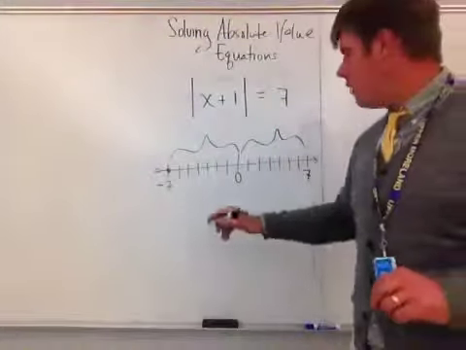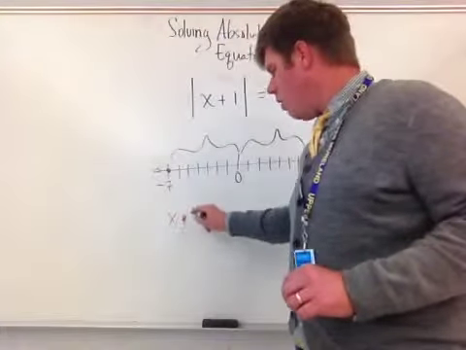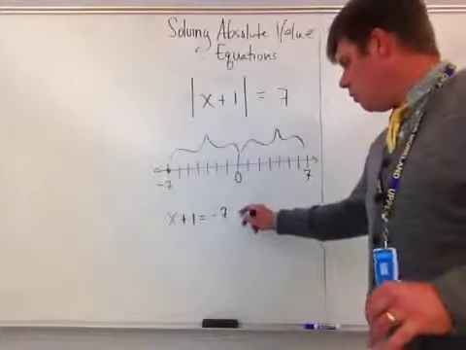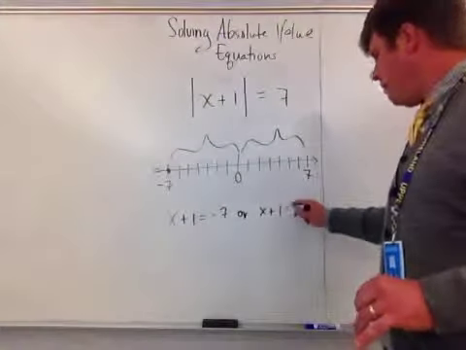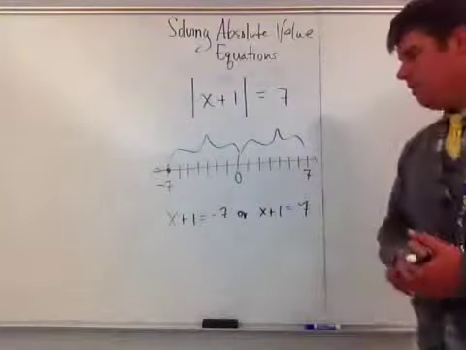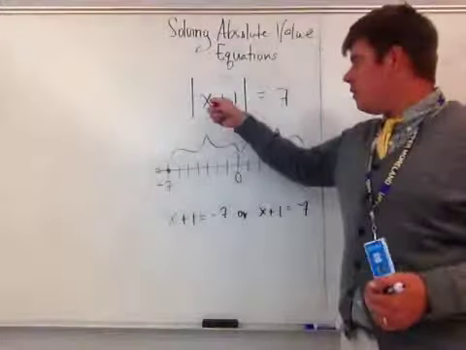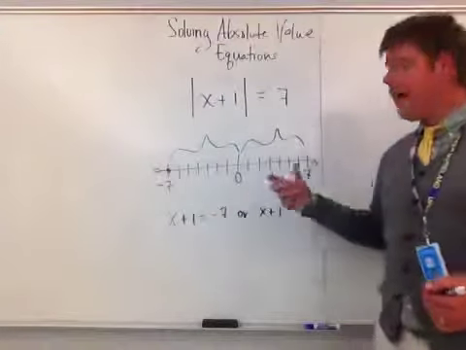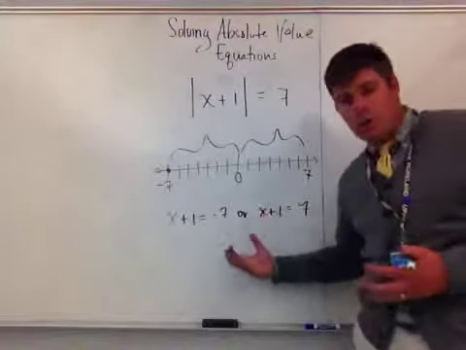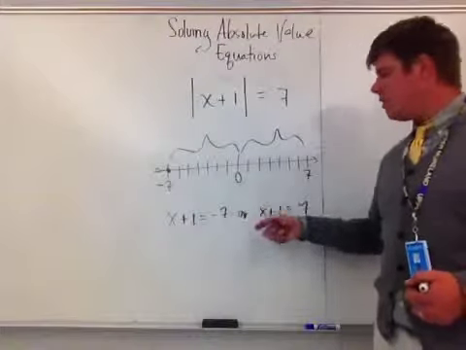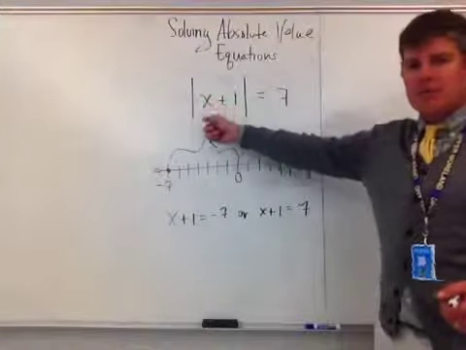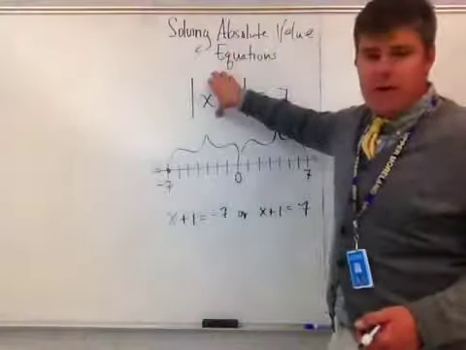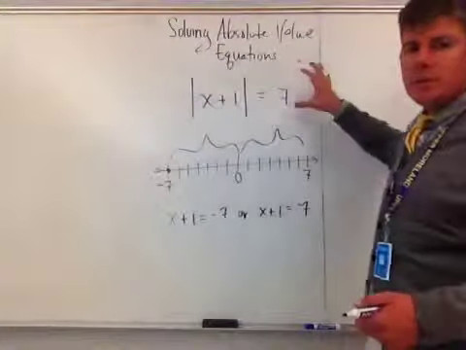This x plus 1 must be equivalent to negative 7, or this x plus 1 must be equivalent to positive 7. And the reason for that is I want to know the number I have to plug in here that's going to make this whole thing in here negative 7, and I also want to know the other one, my or statement, that says it could have been positive 7, because if I took the absolute value of negative 7, it gives me 7. If I took the absolute value of positive 7, it gives me 7.